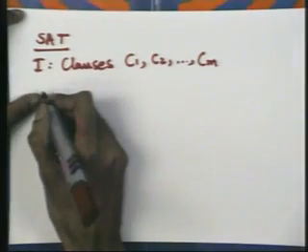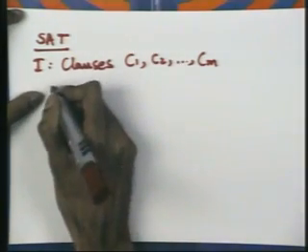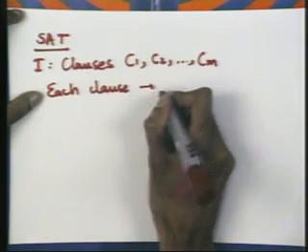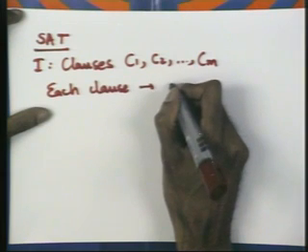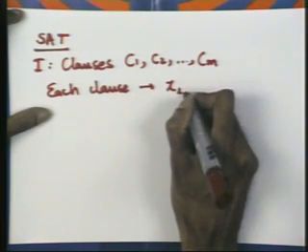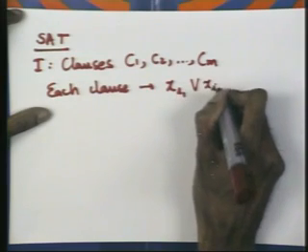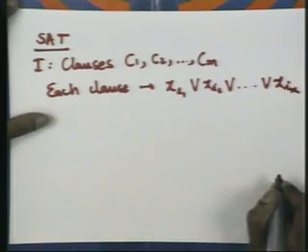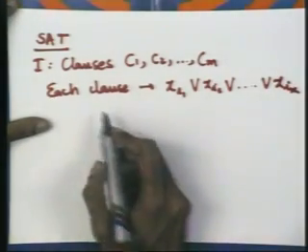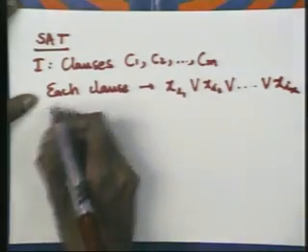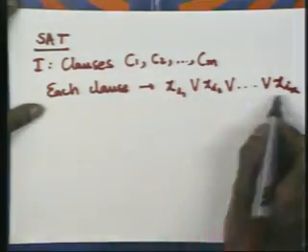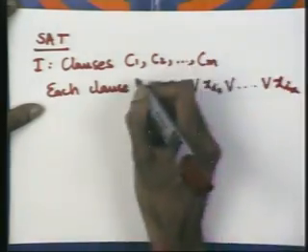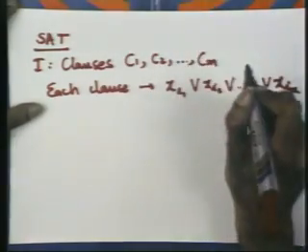Each clause was an OR of literals, so it could be something like xi1 or xi2 or so on up to xik. So we had clauses C1 through Cm. Each clause was of this form, and the formula we consider is C1 and C2 and C3 and so on up to and Cm.